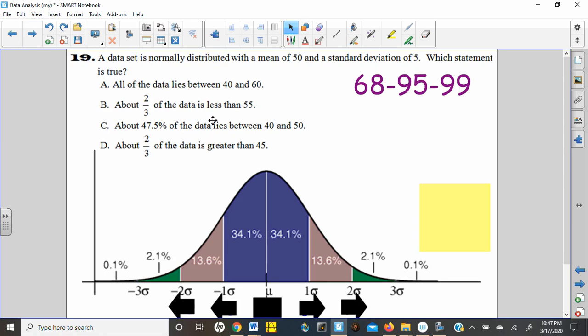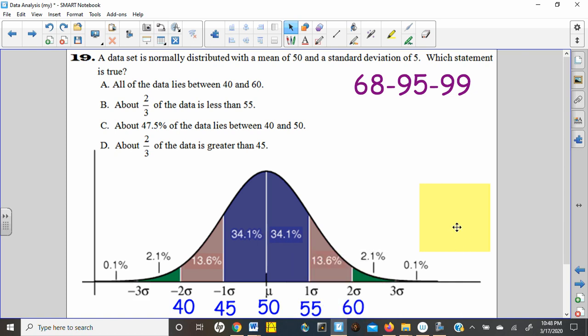Number 19 gets us back into this discussion on standard deviation. It gives us normally distributed data with a mean of 50. So the mean is going to be, bam, 50. But it also tells us the standard deviation is 5, which means if we go out 1 standard deviation, we'll be between 45 and 55. And if we go out 2 standard deviations, we'll be between 40 and 60. So let's just test these out, all right?